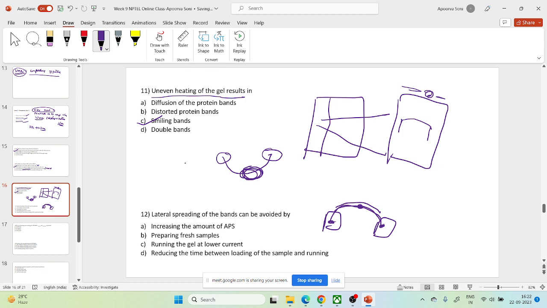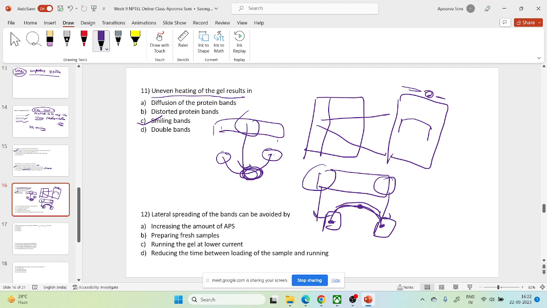Yes, ma'am. Because in the same gel, these 2 points are getting heated less, and this point is getting heated more. So if this was your sample which was loaded, so this portion moved more, and these portions moved less. Similarly, in this case, here you can see that heating was here more. So if this was your initial sample, so this portion moved more, because it was heated a lot, and this portion could not move that much because it was not that properly heated. Therefore, uneven heating results in smiling bands.